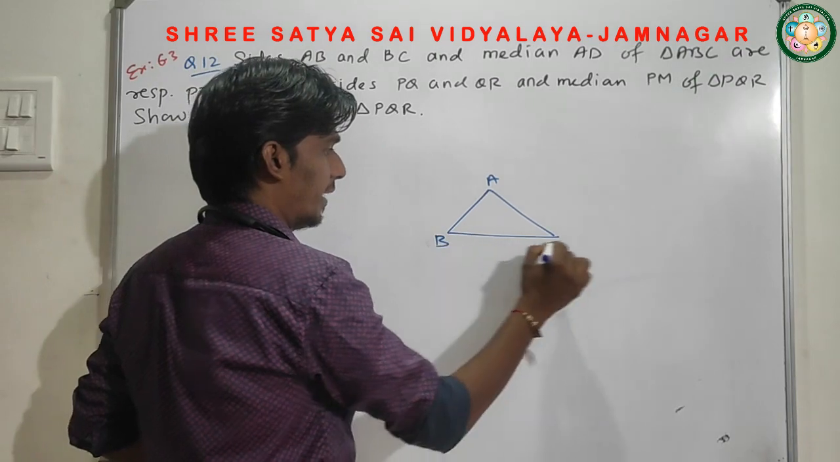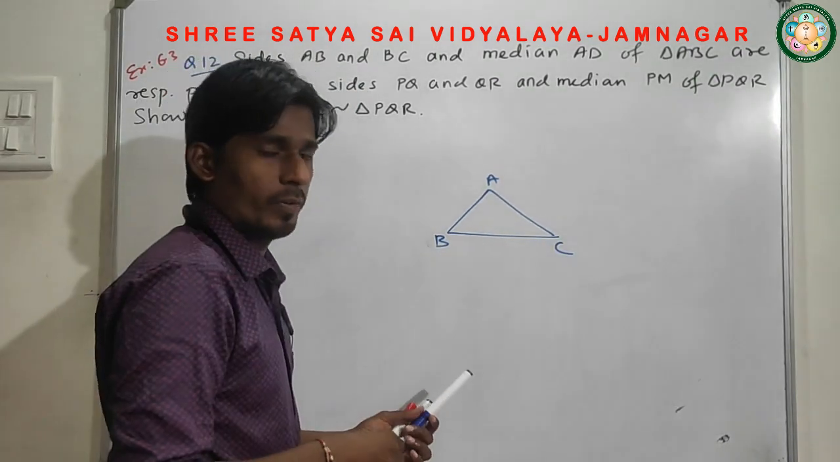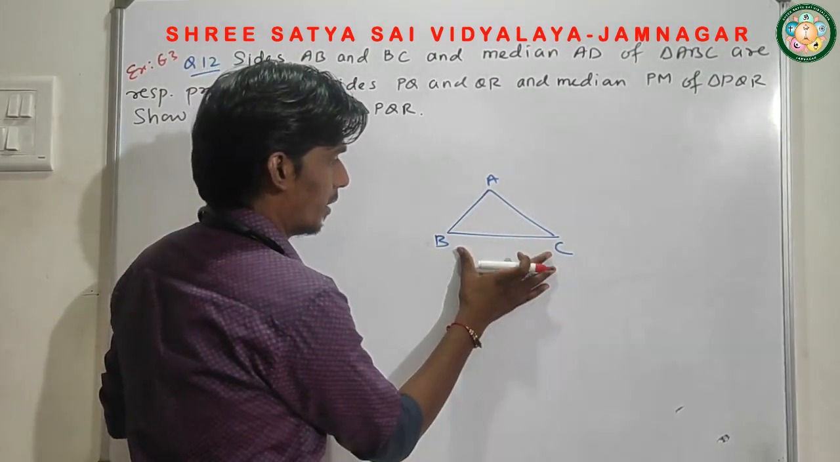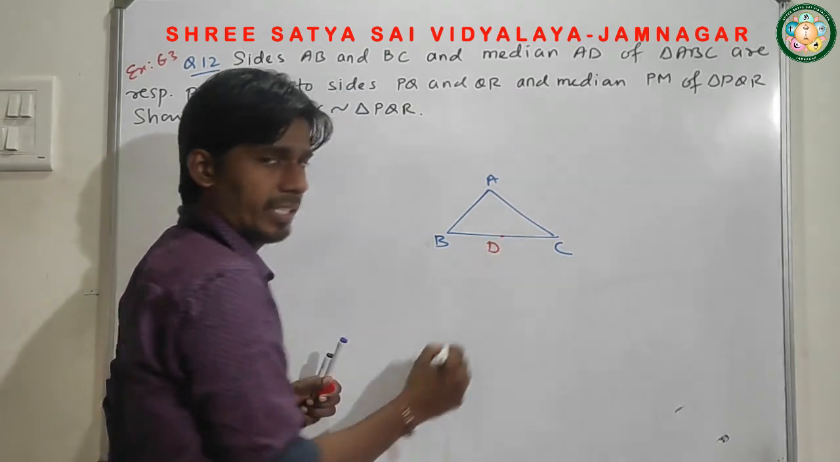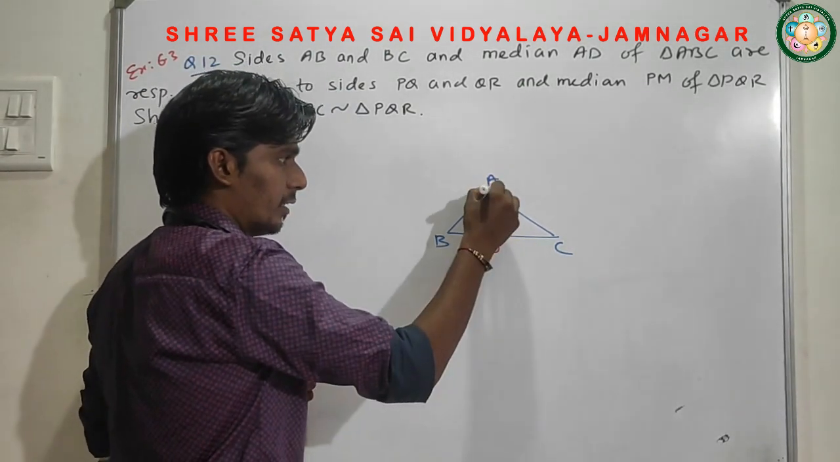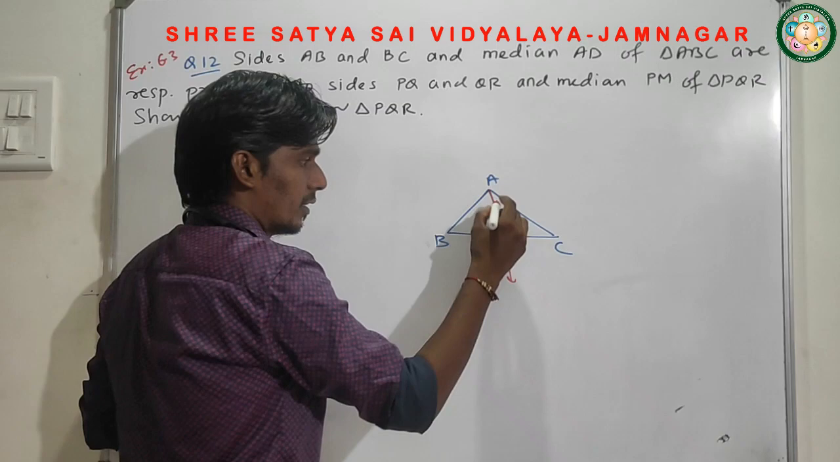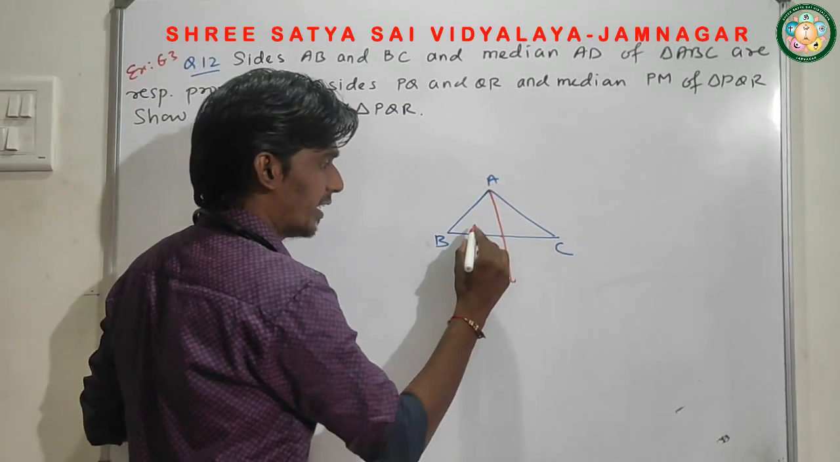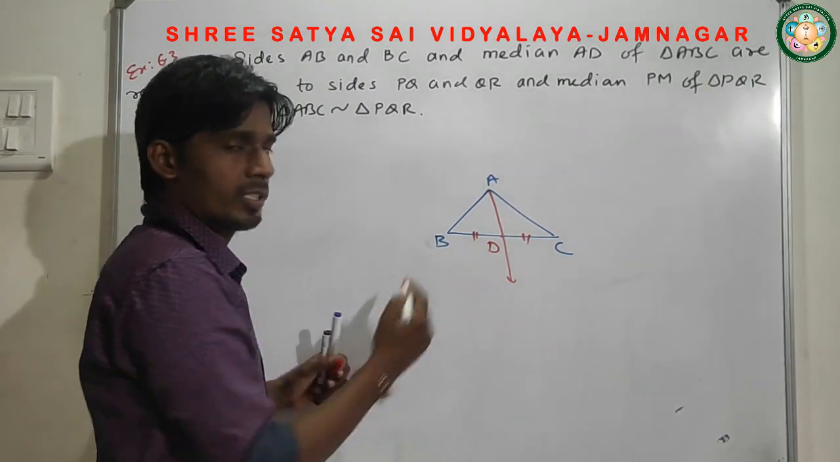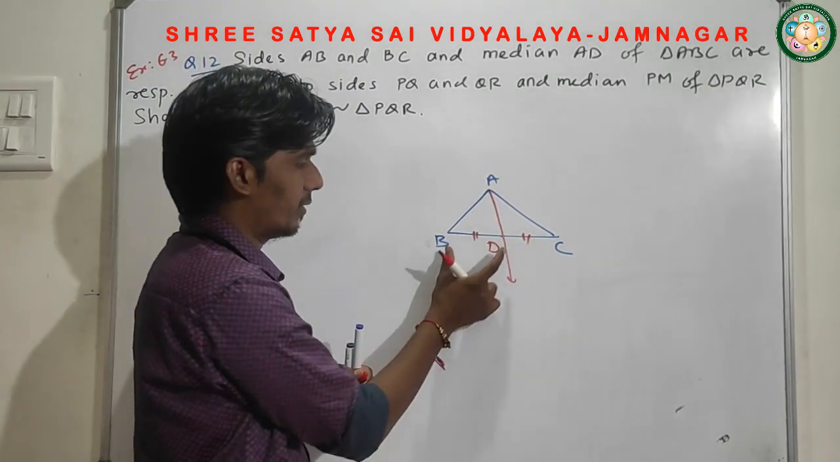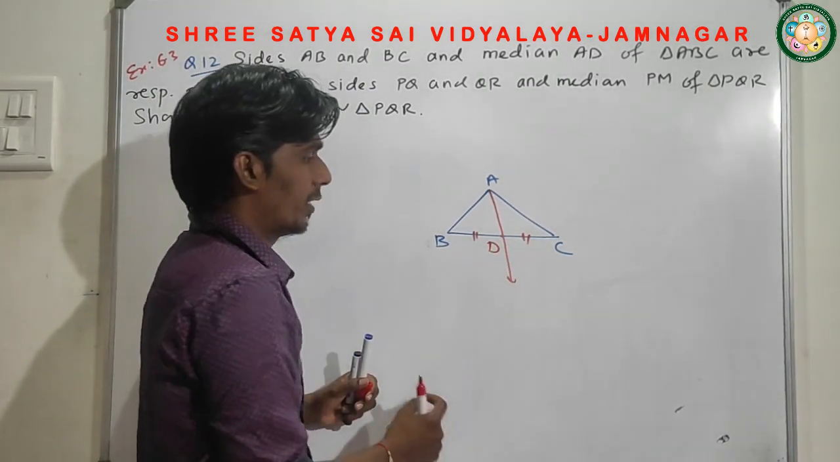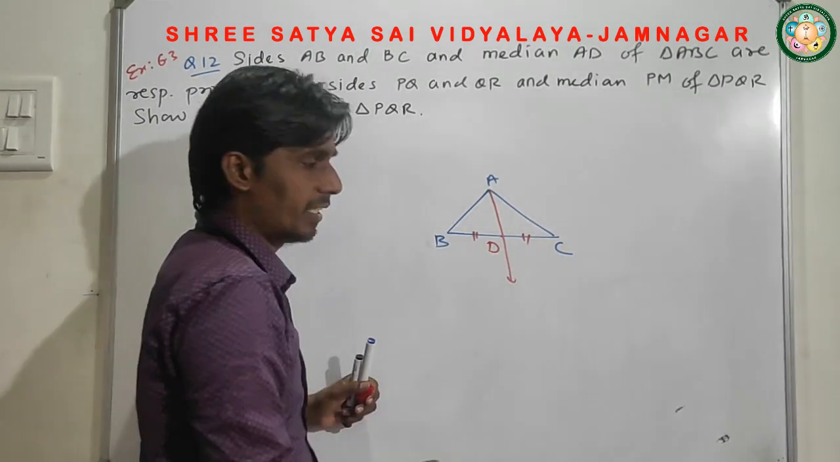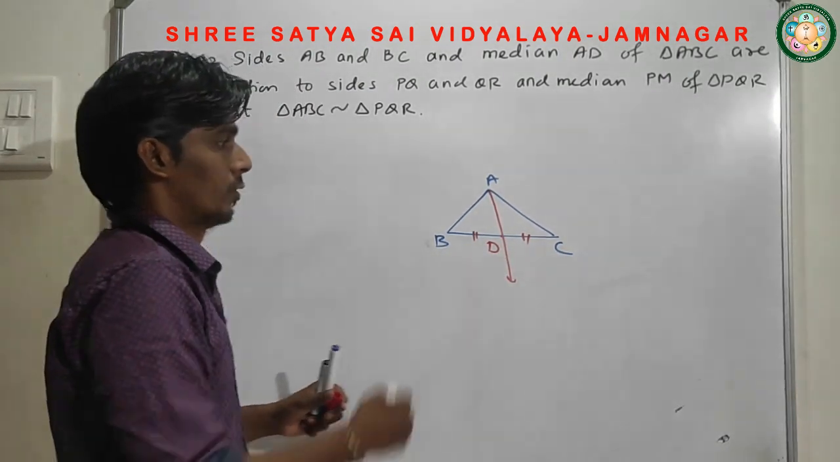A, B and C. So the median always passes through what? Say the midpoint of BC is D. BC का midpoint D है, तो D से जो line pass होगा, this AD is the median of the triangle, which divides this side BC into two equal parts. So this is the median. This AD is the median, and it divides the whole BC into two parts, BD and CD, which are equal. So this is the median.